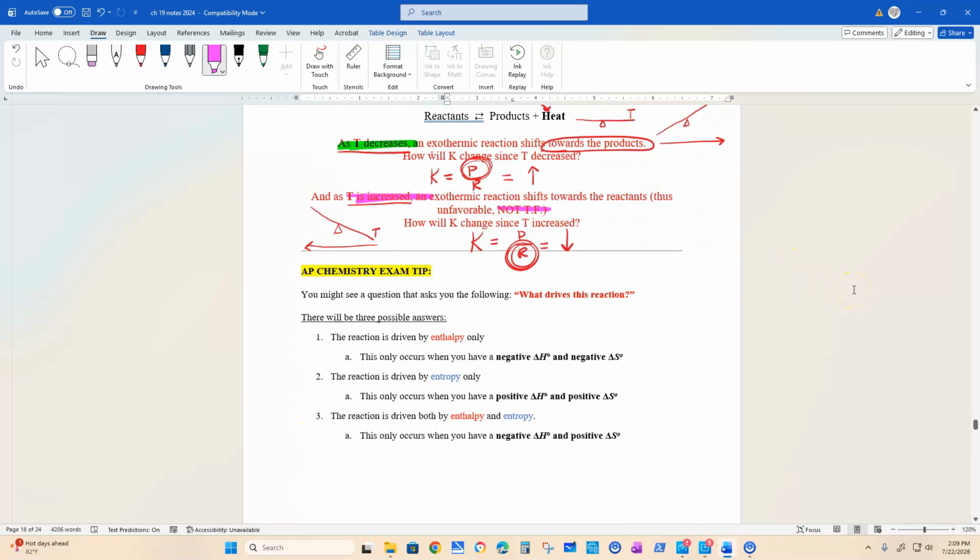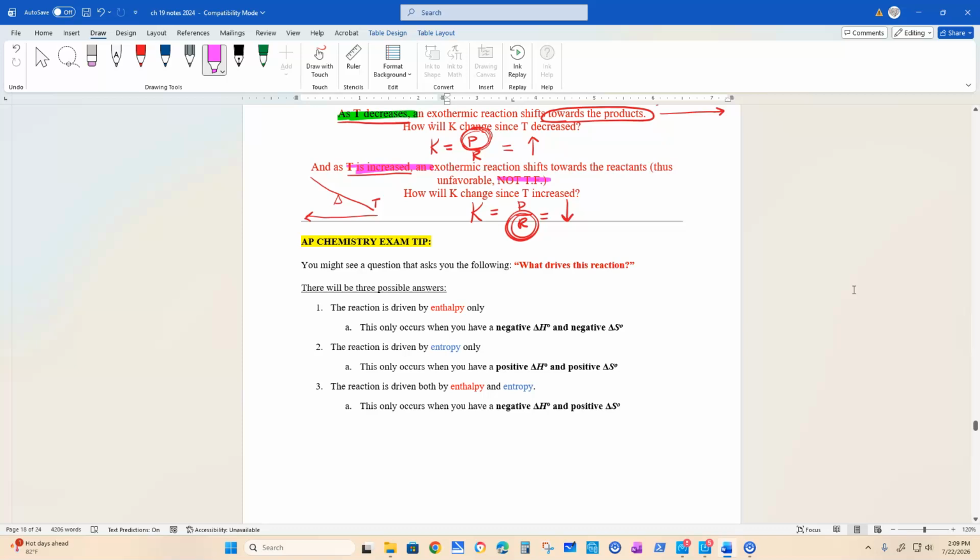Okay. So AP tip before we do a sample practice problem. What's driving the reaction? Okay. So all you need to do is focus on your delta H and your delta S. So if it's enthalpy only, remember, thermodynamically favored reactions, we want exothermic, okay? We want our delta H to be negative. And that means our delta S is negative. It is not driving the reaction.